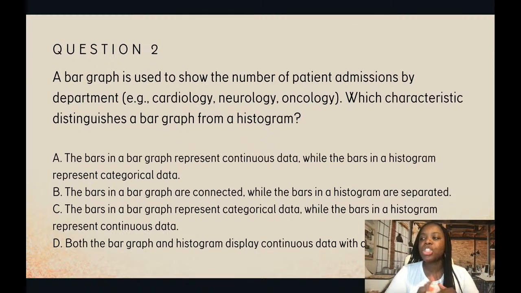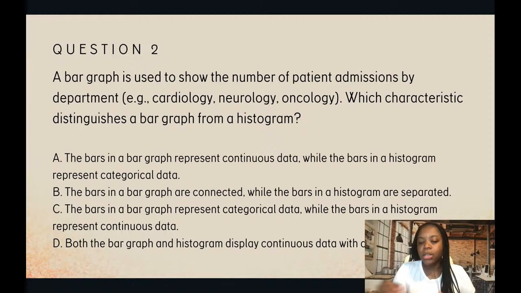A bar graph is used to show the number of patient admissions by department, and there's different departments. Which characteristic distinguishes a bar graph from a histogram? And I'll let you guys read the answer and let me know in the chat what you think the answer is. And this should be a quick response based on our lecture. And I'm looking at the chat, waiting to see what you guys think.